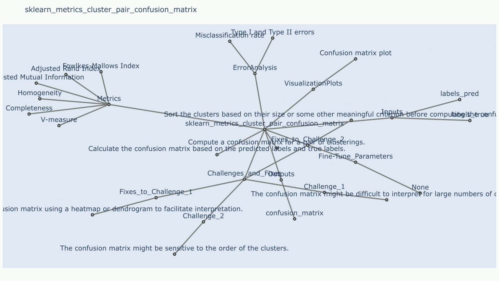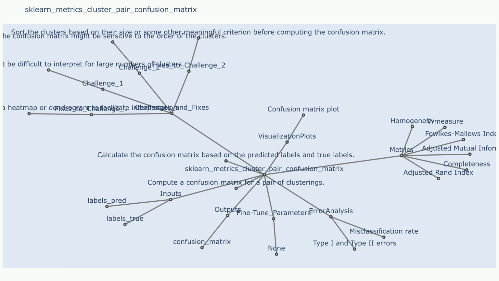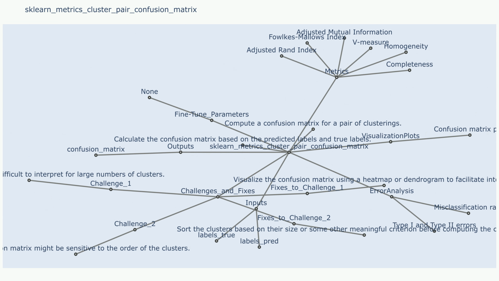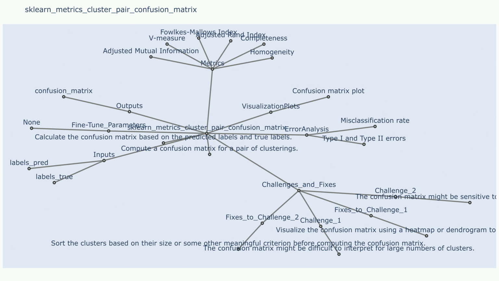Inputs: labels_true, a 1D array representing the true cluster labels for each instance. labels_pred, a 1D array representing the predicted cluster labels for each instance. Outputs: confusion matrix, a 3D array where each 2D slice represents the confusion matrix for a specific pair of clusters. The shape of the array is (n_clusters, n_clusters, 2, 2), where n_clusters is the number of clusters.